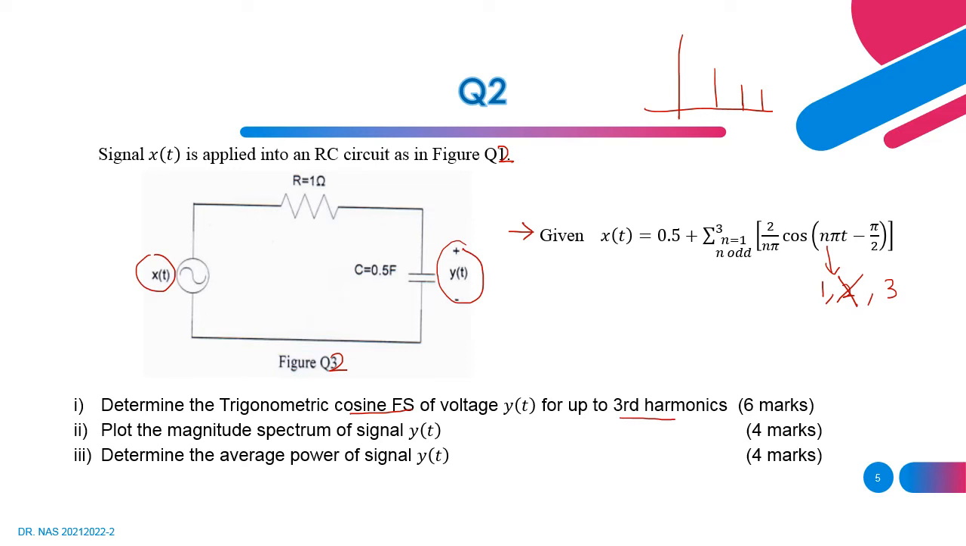For the second question, you need to plot the magnitude spectrum. Magnitude here means that you need both the amplitude and also the phase, so that's why it is worth 4 marks. You need to produce both the amplitude and phase spectrum. And lastly, you need to determine the average power of the signal yt, the output signal.